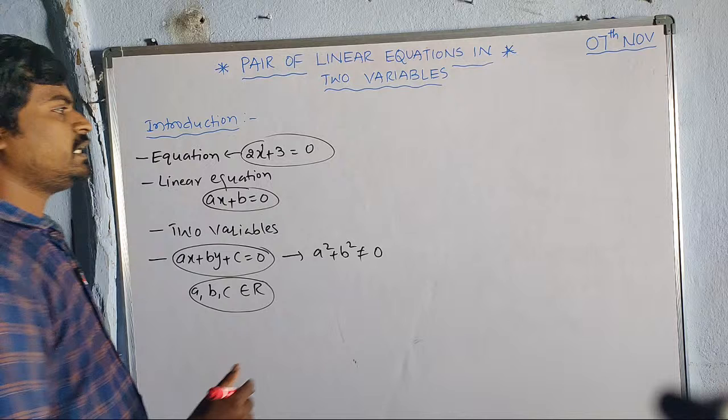So about the linear equation in two variables, what is the standard form here? ax plus by plus c equals 0, where a, b, c are real numbers. At the same time, one condition: a square plus b square not equal to 0. So we observed one example of a linear equation in two variables. It has infinitely many solutions, and we observed the calculation also. Like this, the given linear equation in two variables has many solutions. Very simple, by substituting we will get the answers of these solutions.